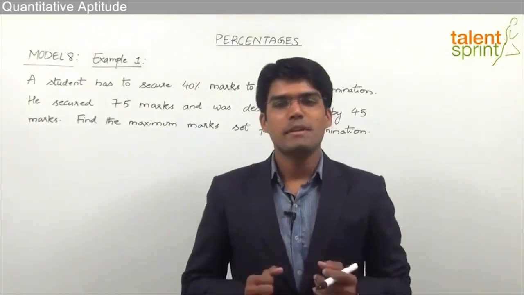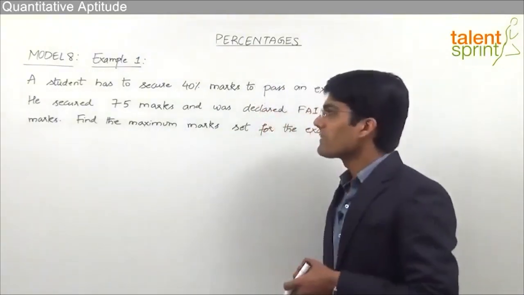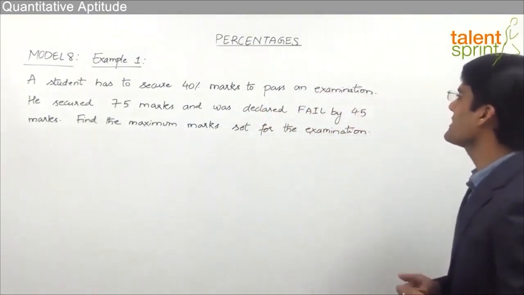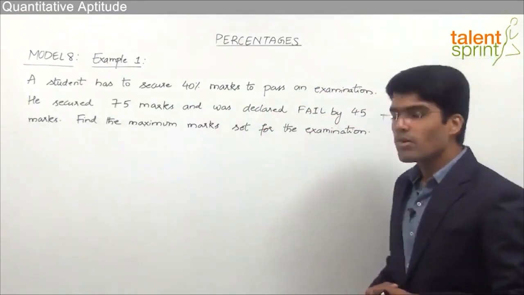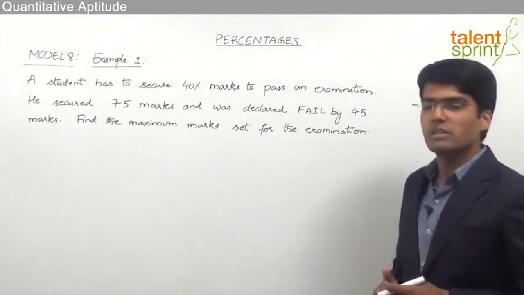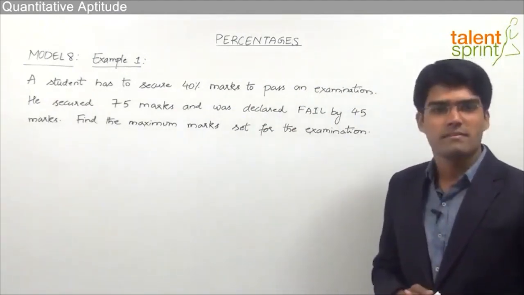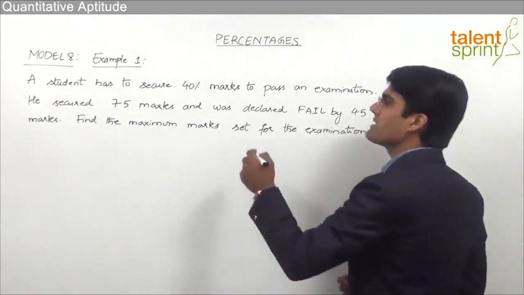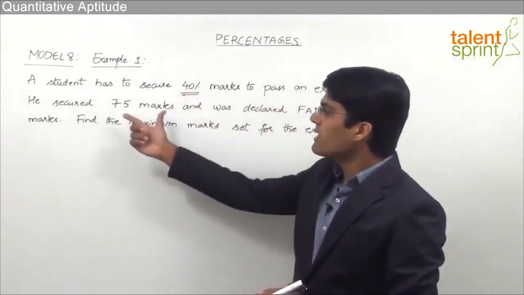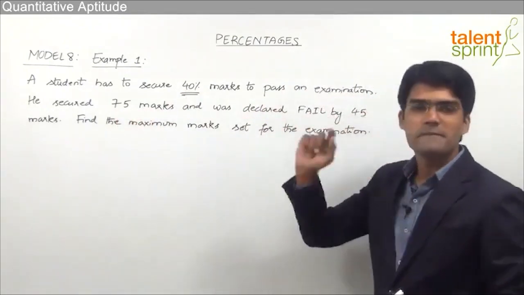Let us now take some typical examples from percentages. Let us look at the first question. A student has to secure 40% marks to pass an examination. He secured 75 marks and was declared fail by 45 marks. Find the maximum marks set for the examination. So as you can see here, a student must get 40% marks to pass the exam. He has scored 75 marks, but still he was declared fail by 45 marks.